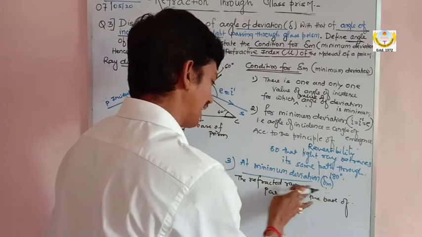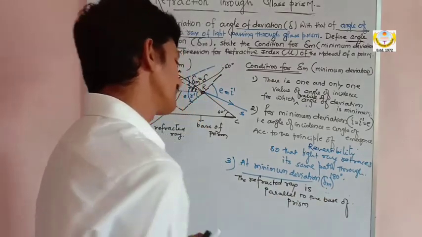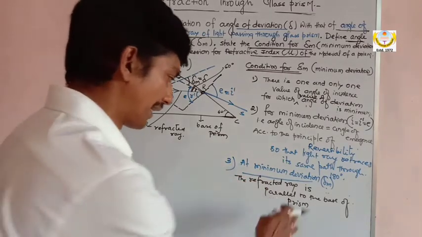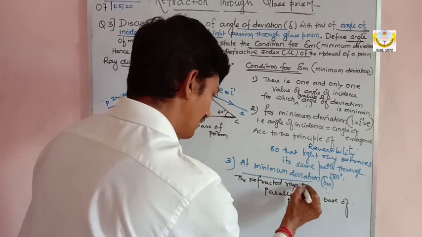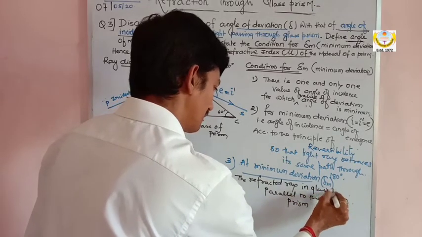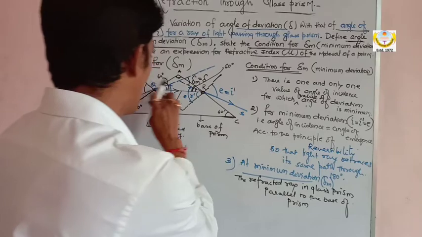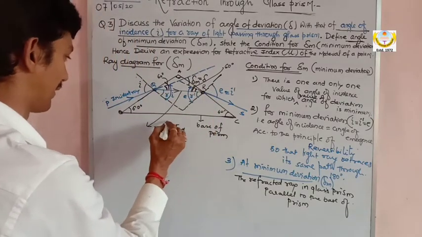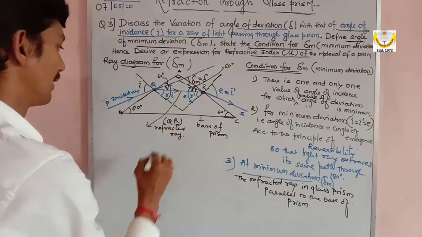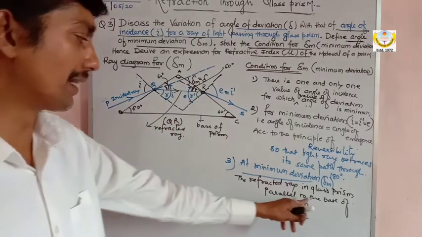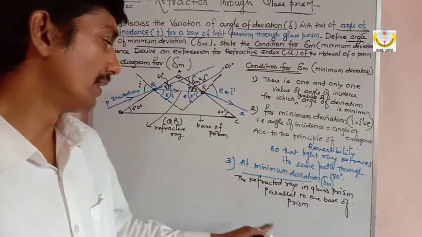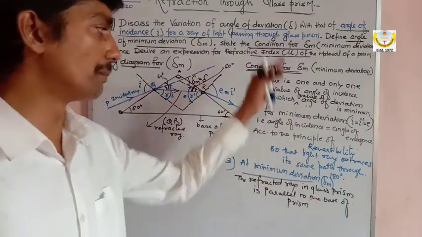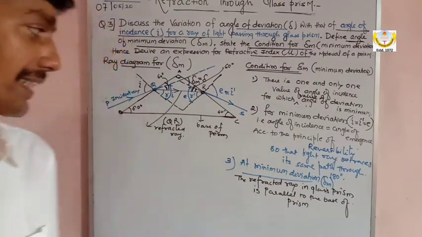At minimum deviation the refracted ray is parallel to the base. Where is the refracted ray? The refracted ray in the glass prism. What is the name of the refracted ray? QR. The refracted ray QR in the glass prism is parallel to the base of the prism. So these are the three conditions, my dear.